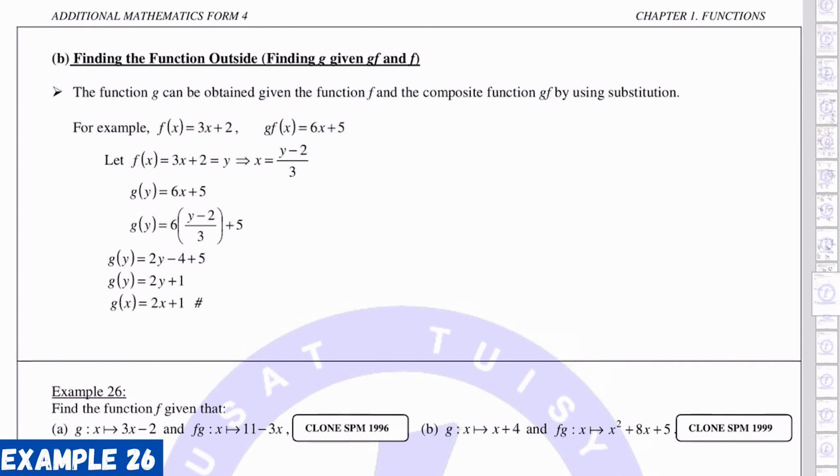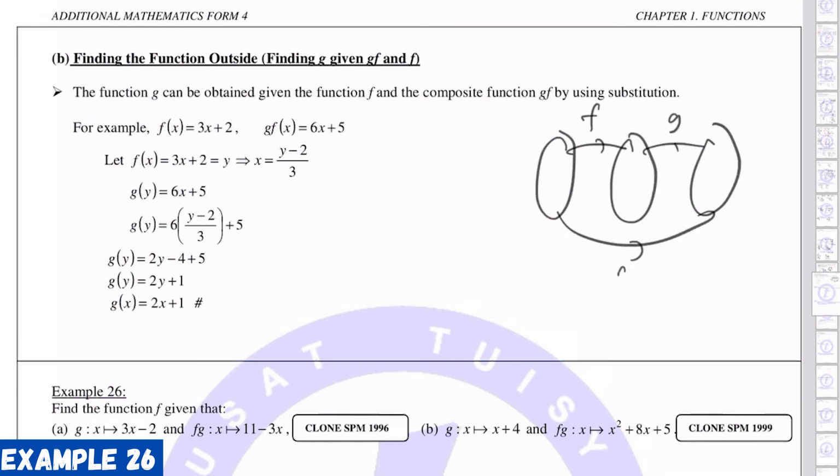Okay, the next part we are working backwards, because previously you're given the function outside, g(f(x)), and you're finding the function inside, f(x). So this is the other way around. Let me show you this one. This is your f(x), this is your g(x), this whole thing is your g(f(x)). Now I'm given f(x), I'm given g(f(x)), and I'm finding g(x). The starting point is the same. We always let the function inside become y.